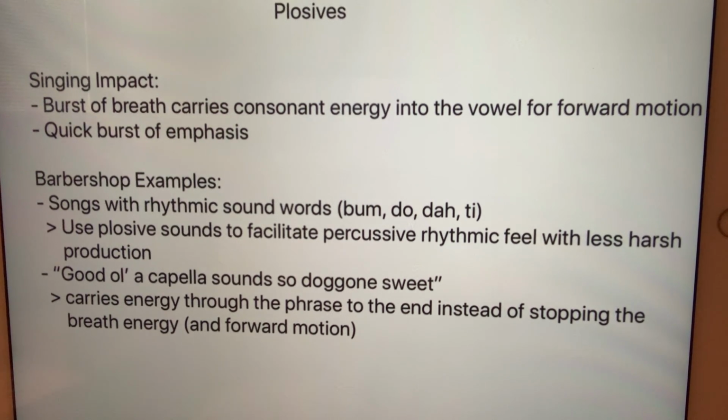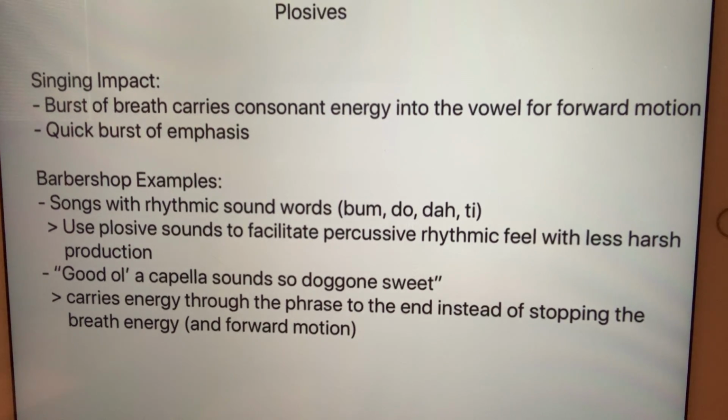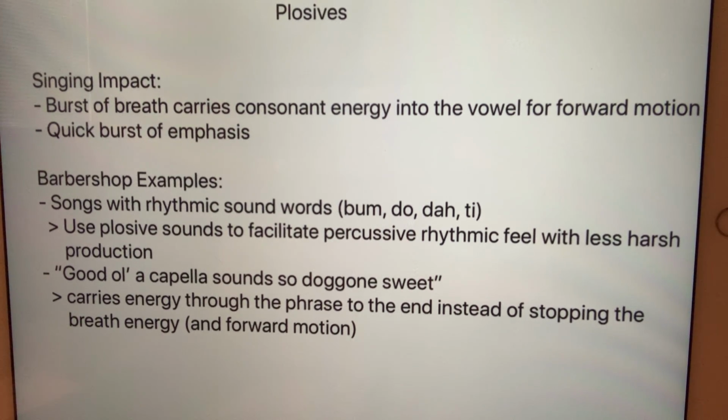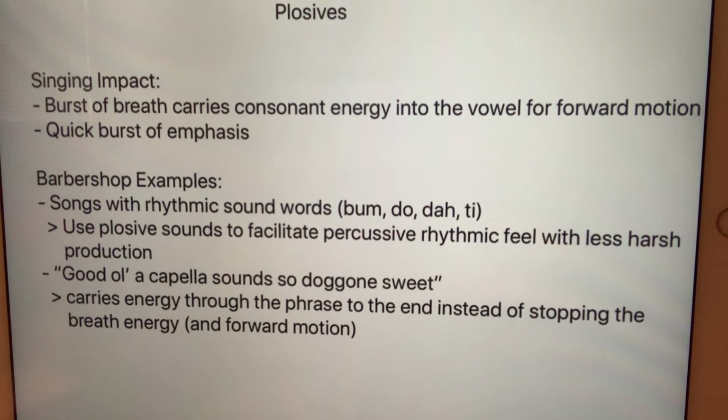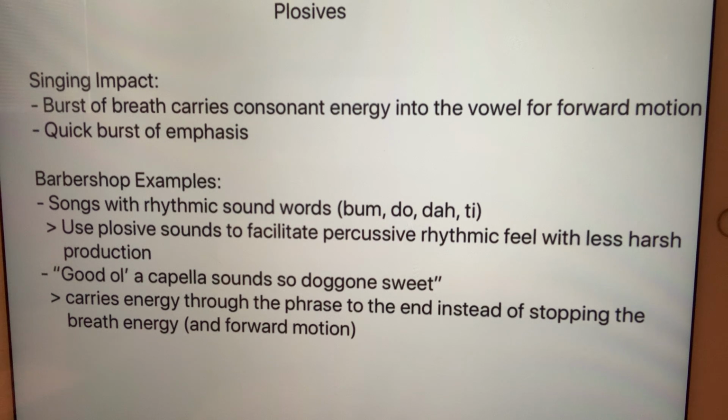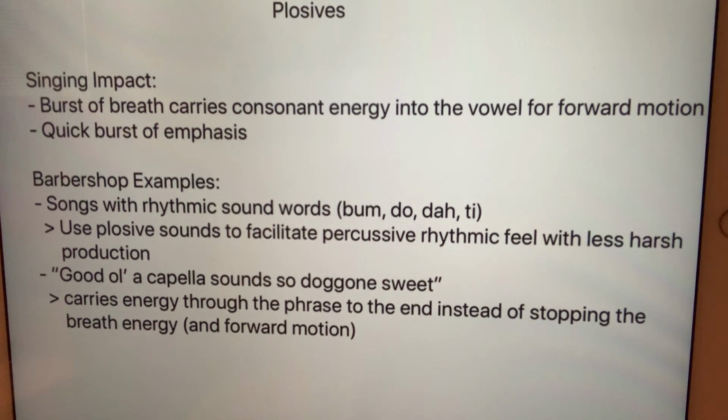Another one that I think about for plosives is good old a cappella, right? So g, k, p. All of those sounds are happening, and right, we have "sounds so doggone sweet." All of those plosives are in there. You've got the C and the G and the K.